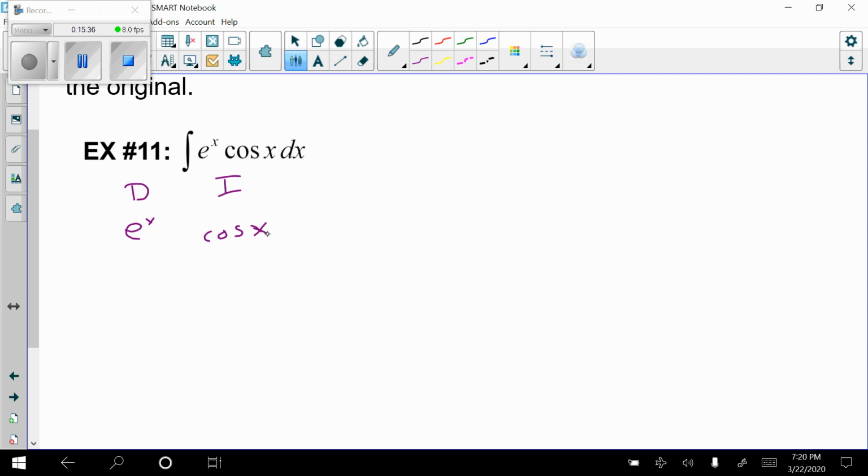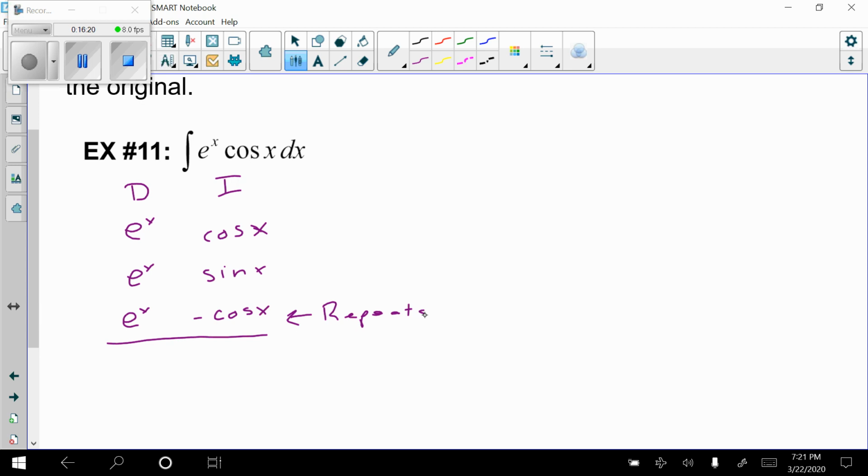So let's just start going. Now here, I'm not going to just go down a table or go down either of the columns independently. We're going to go down the columns together. So the derivative of e to the x is e to the x, and the antiderivative of cosine is sine, so sine of x. And keeping that going, now the derivative of e to the x is again e to the x power, and the antiderivative of sine will be negative cosine of x. And this is where we start to see something that repeats.